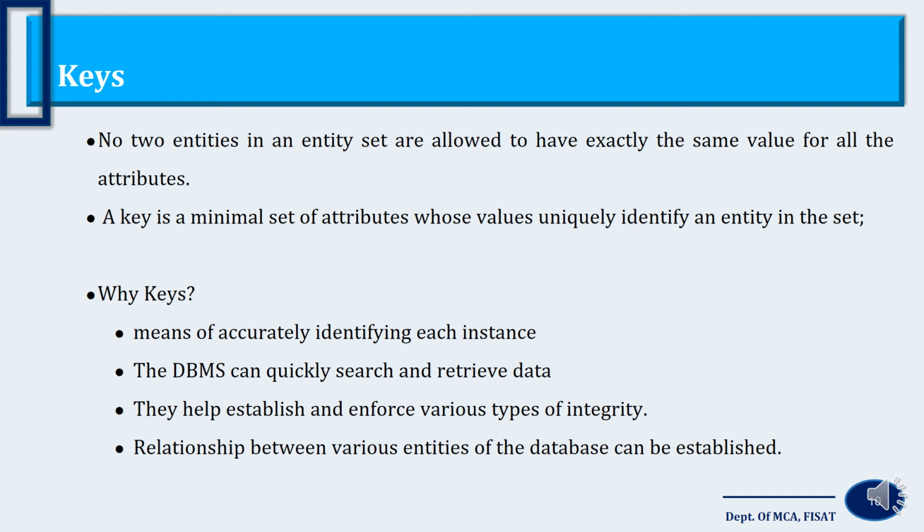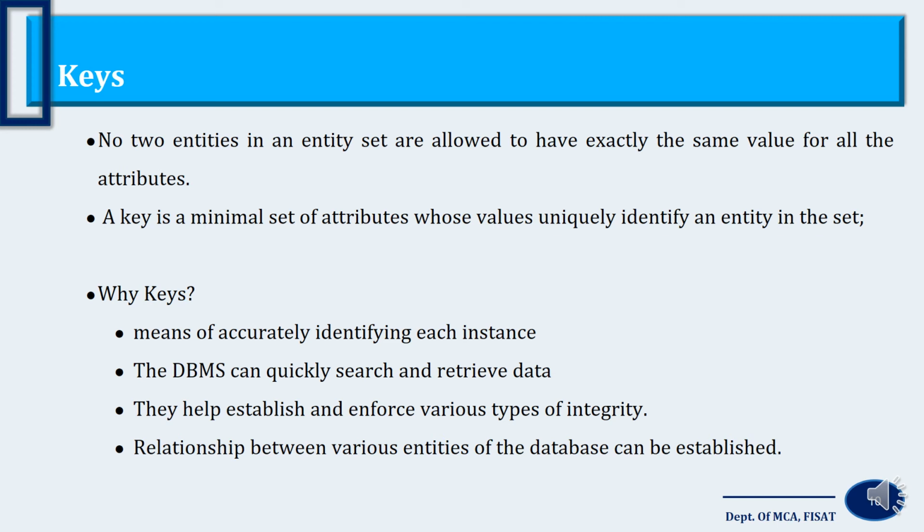In an entity set, no two entities are allowed to have exactly the same value for all the attributes, right? So one attribute or a set of attributes together is taken to uniquely identify a particular entity in the set. Such attributes are called a key. That is, a key is a set of attributes whose values uniquely identify a particular entity from the entity set. So with the help of the key, we can uniquely identify.